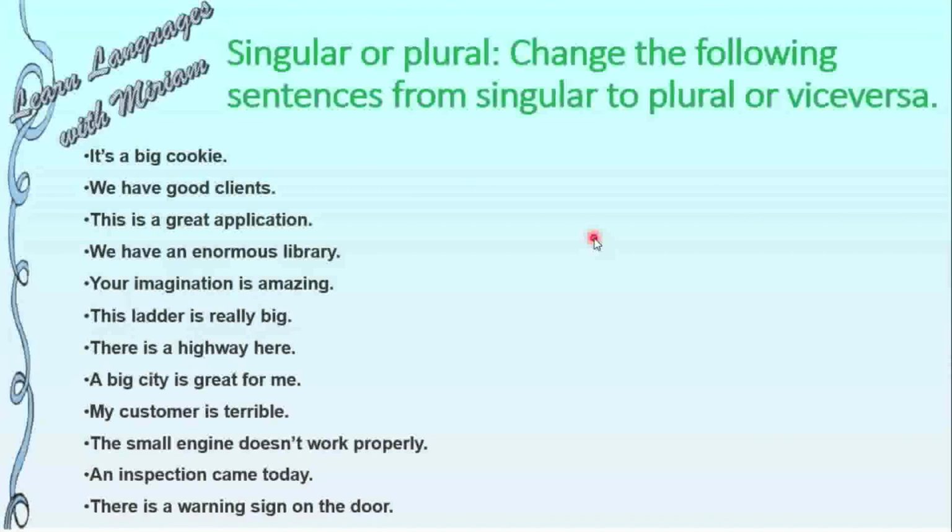Here you have some exercises. You have to change the following sentences from singular to plural or vice versa. For example, if here you have it's a big cookie, you have to change is, a cookies. You have to change every word that can have a plural form. I will give you the answers in the next video.